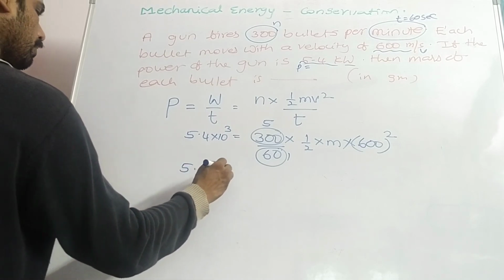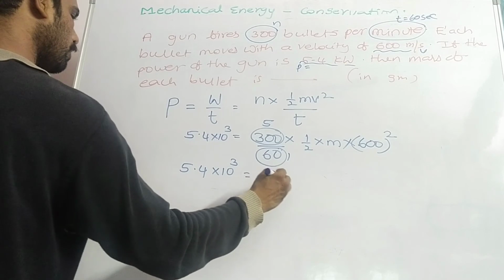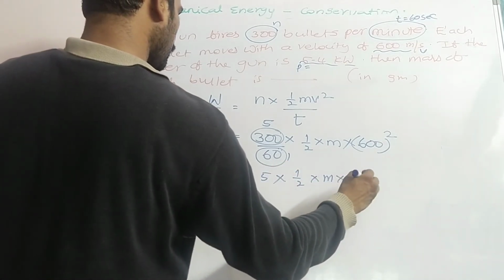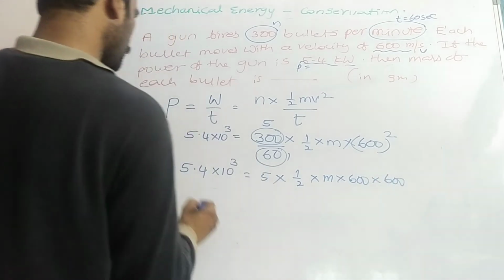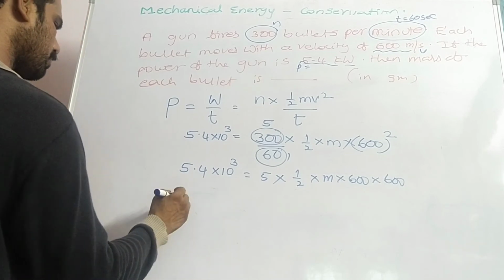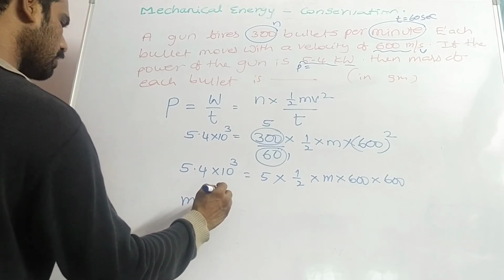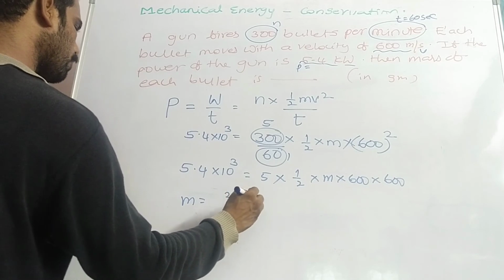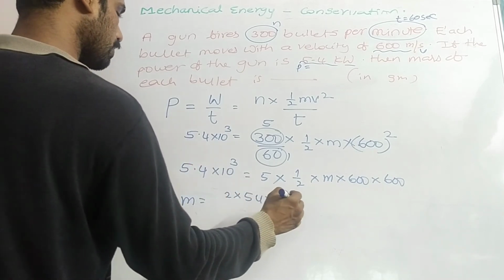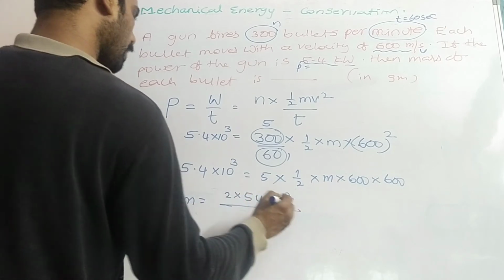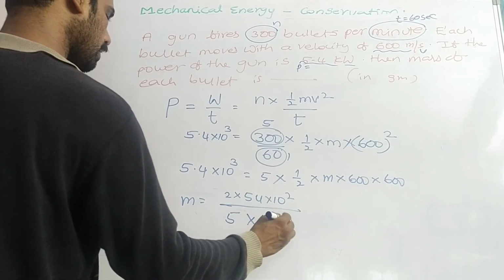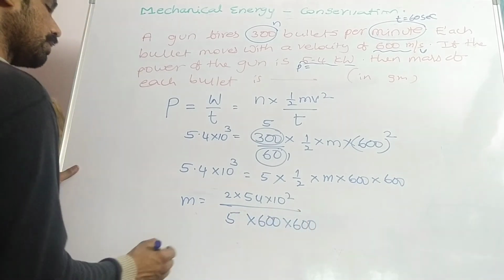5.4 into 10 cube is equal to 5 into half into m into 600 into 600. So now 54 into, of course, what about m? M is equal to 2 into 54 into 10 square by 5 into 600 into 600 into 600.